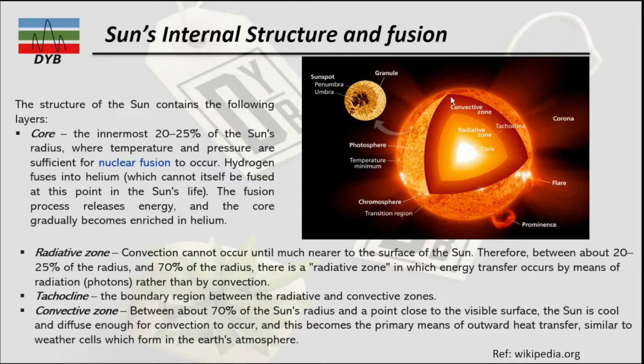Then we have the convection zone, which is over here. It is between about 70% of the sun's radius and the point close to the visible surface of the sun. So from here, 70% up to the surface of the sun, the sun is cool and diffuse enough for convection to occur, and this becomes the primary means of outward heat transfer, similar to the weather cells which form in Earth's atmosphere. So this was the internal structure.